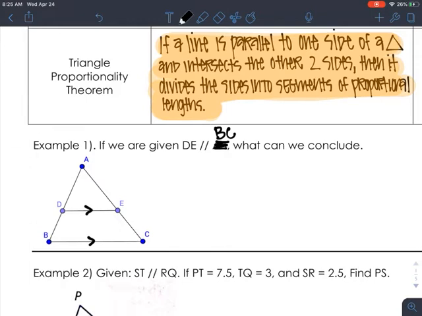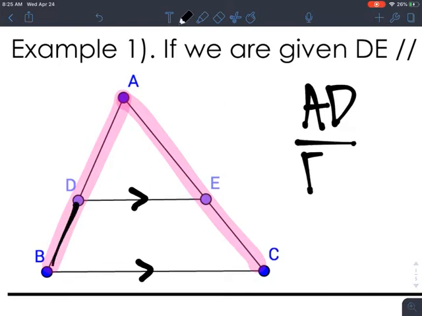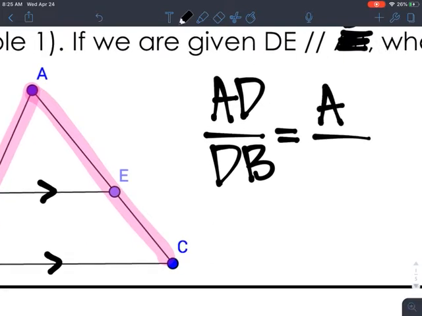And so we have the hypothesis that a line is parallel to one side of the triangle, and it's intersecting these sides AB and AC. And so if we read the conclusion, it says it divides the sides into segments of proportional lengths. And so we look at the sides of AB and AC, and we see that DE is splitting them. And so what we can conclude is that this side of AD over the second side of DB is going to be equal to the side of AE to EC.